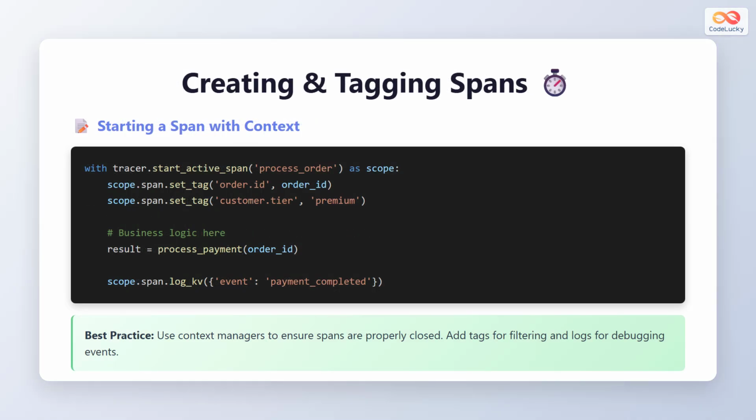Instrumentation means adding Jaeger code to your application to create traces. First, you initialize the Jaeger client in your application startup. Second, you get a tracer object that creates spans. Third, you start a span when an operation begins and set it as the active span. Fourth, you add tags and logs to the span to record metadata and events. Fifth, you propagate the context when calling other services. Finally, you finish the span when the operation completes. Most frameworks provide automatic instrumentation, but understanding manual instrumentation helps you customize tracing for your specific needs.